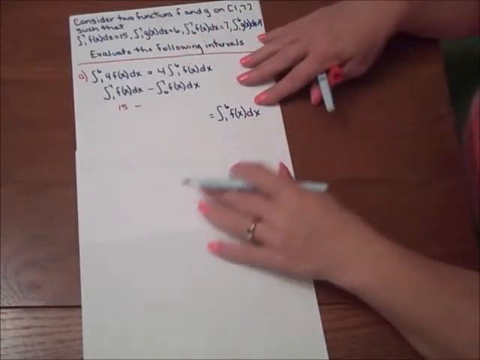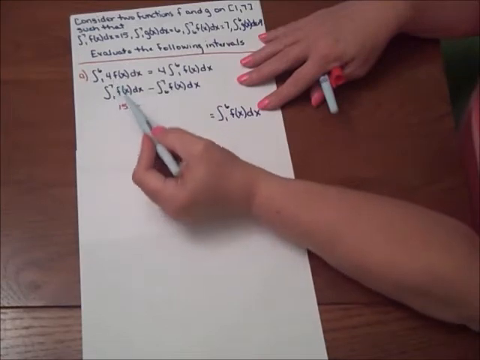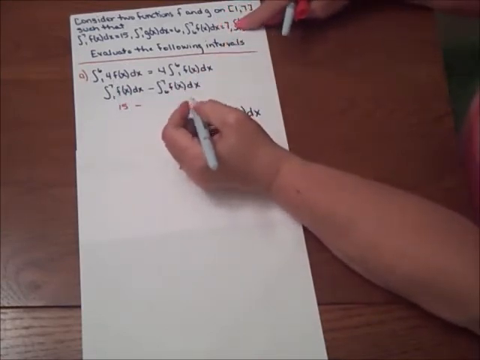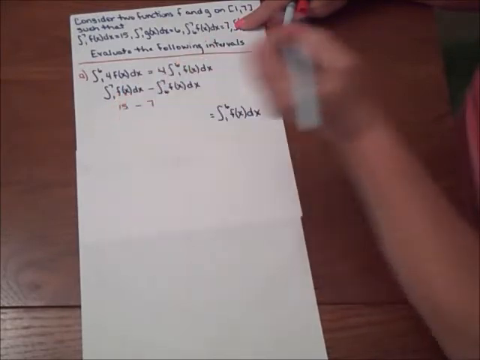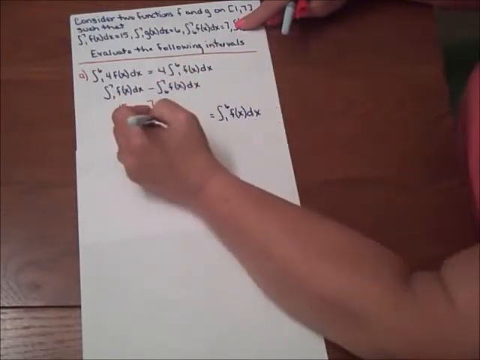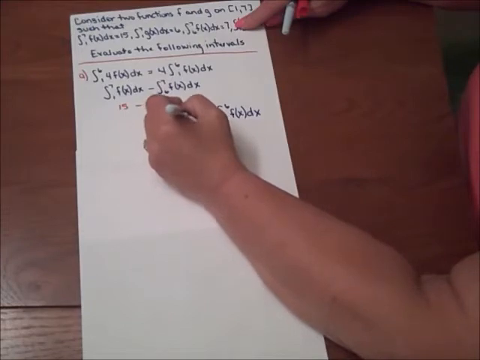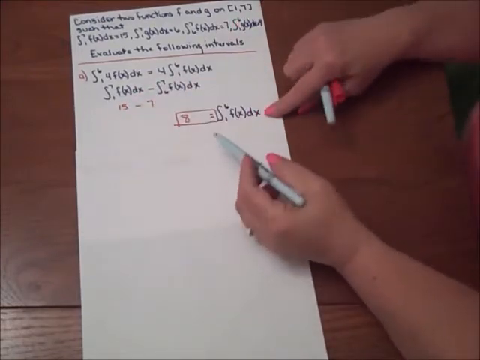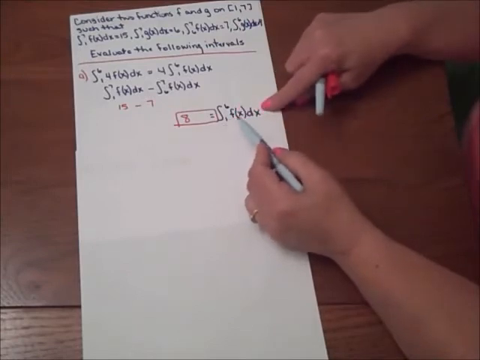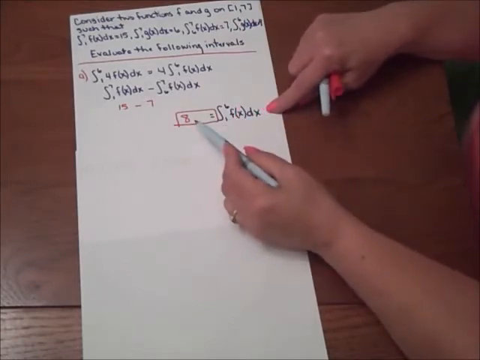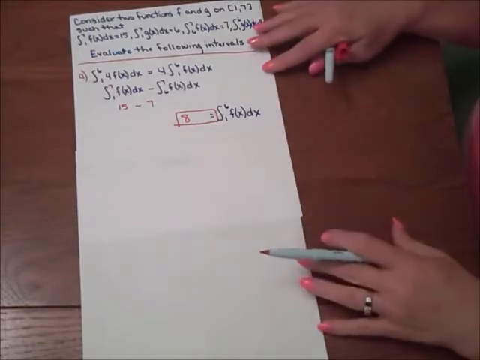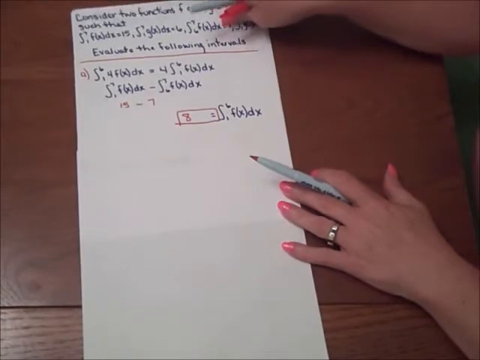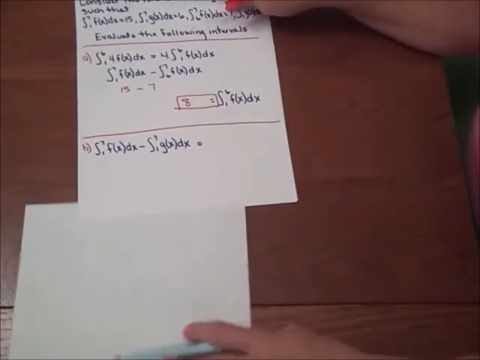to 6 is. So we know that the integral from 1 to 7 is 15, and the integral from 6 to 7 is 7. So now we have 15 minus 7, and 15 minus 7 is 8. So the integral from 1 to 6 of f of x with respect to x is 8. Okay, and we need to remember that because we're going to use it again here in just a little bit. So let's not forget that one.